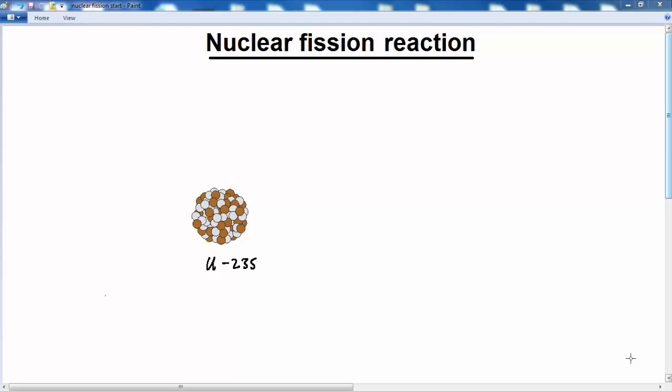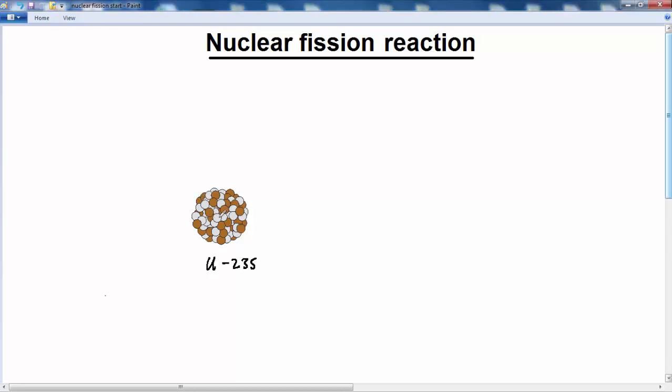In the next two lessons we're going to look at nuclear fission. First of all, we're going to look at the nuclear fission reaction, and then we're going to look at how a nuclear fission reactor works. So nuclear fission, as opposed to nuclear fusion, involves obtaining energy by splitting a nucleus, whereas fusion involves obtaining energy by joining nuclei. So we'll look at nuclear fusion in a later lesson. First of all, the nuclear fission reaction.